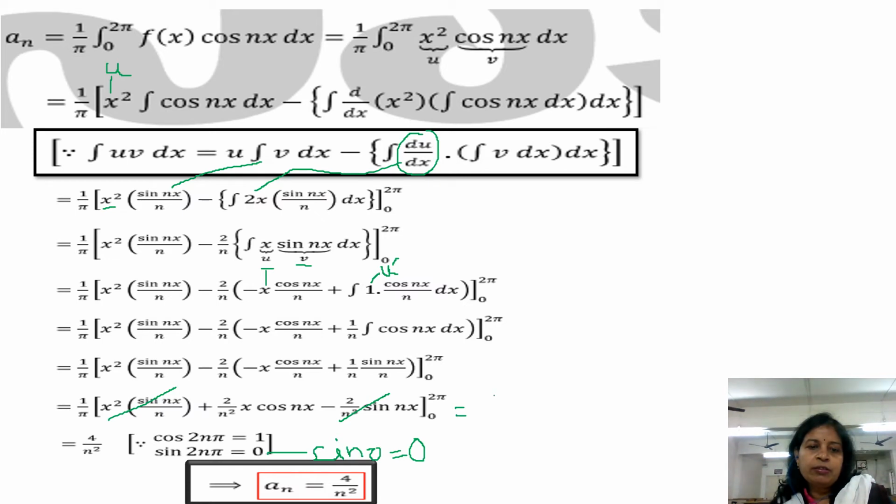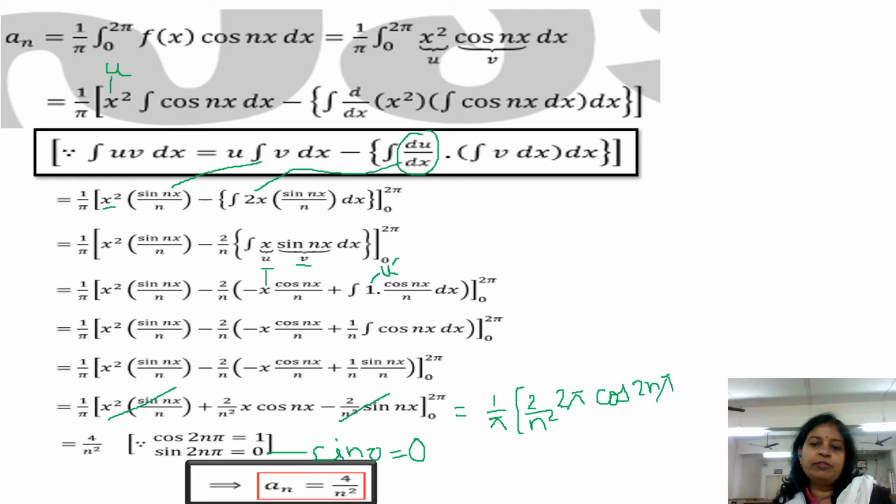We will get 1 upon pi, which is outside the braces, and the upper limit when you put 2 upon n square. In place of x, you have to put the upper limit, which is 2 pi, cos 2n pi, because x is 2 pi here. Cos 2n pi is nothing but 1.